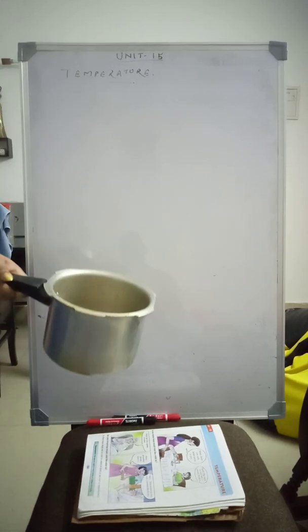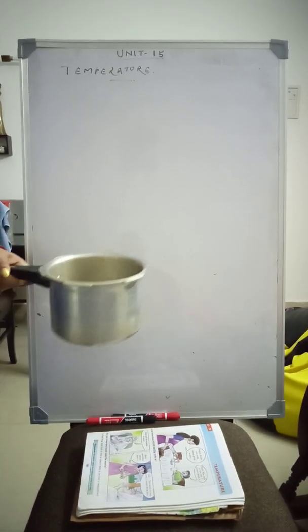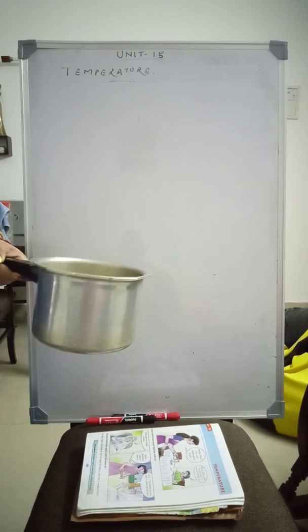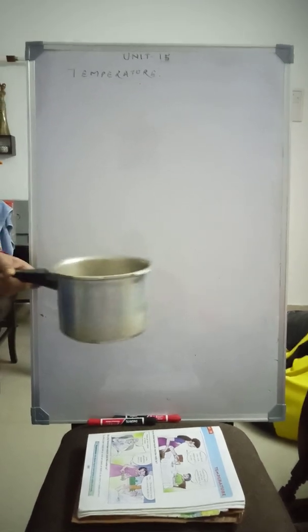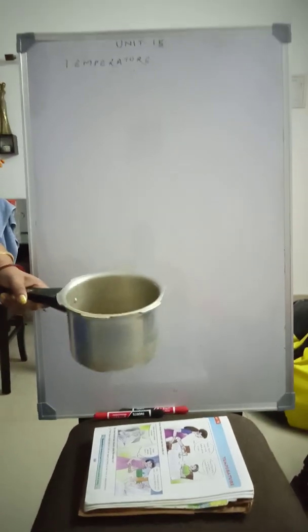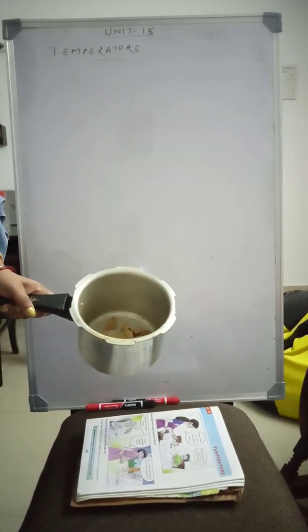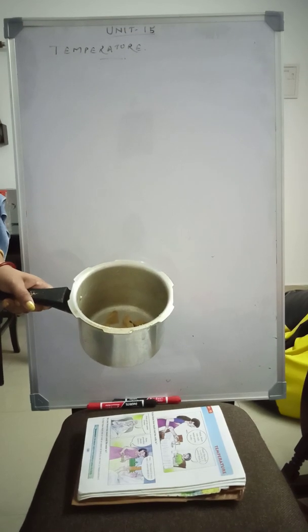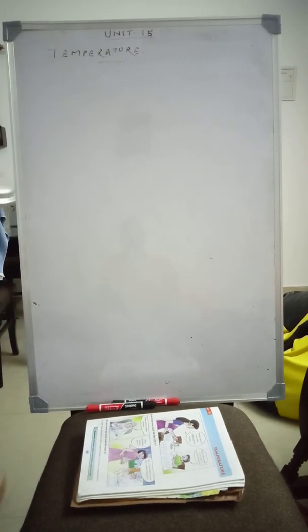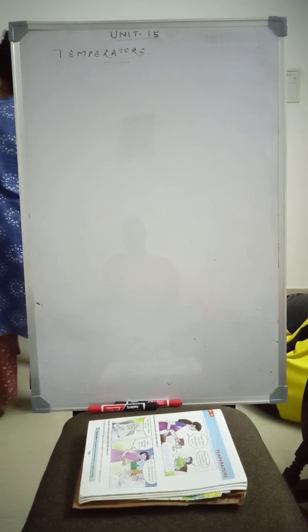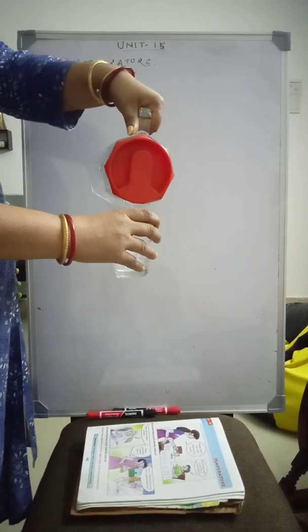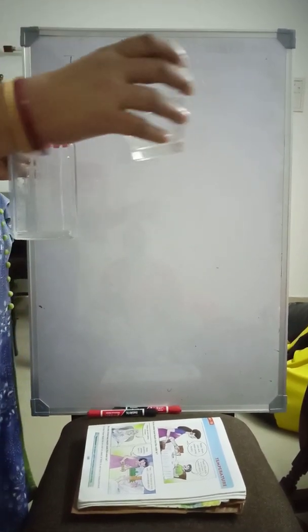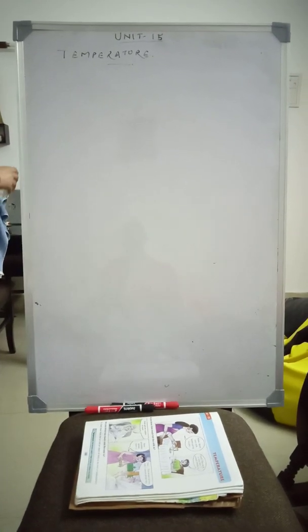this is a pressure cooker. The steam is coming out from this container. It means it is hot. We can't touch this hot material, right? See, the steam is coming out from this cooker. It is hot. And this is the water. It is cold water, and the cooker is hot.